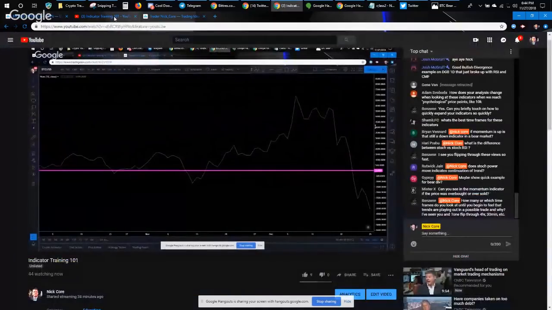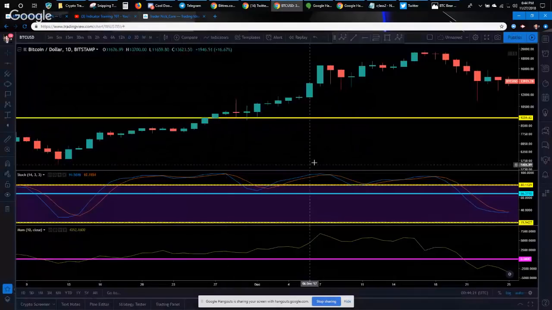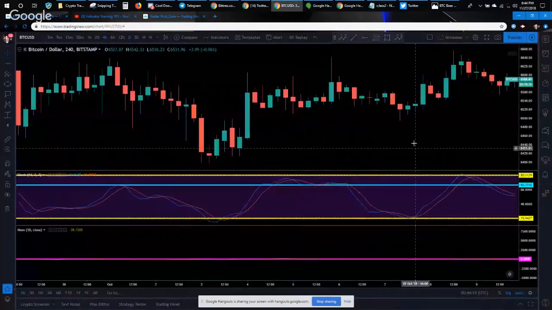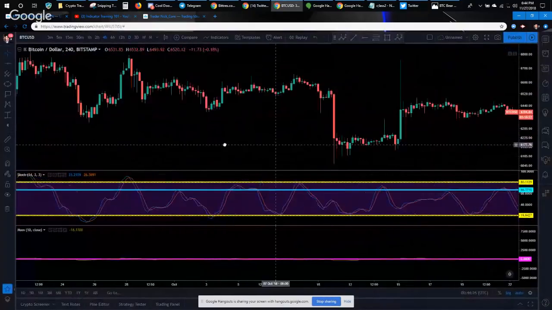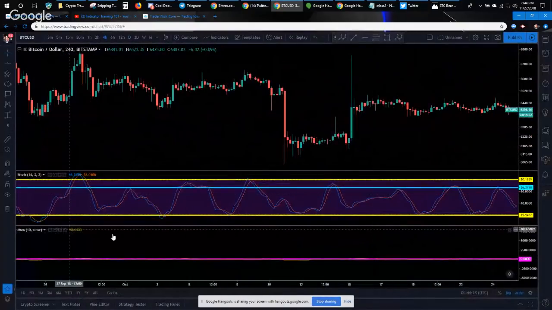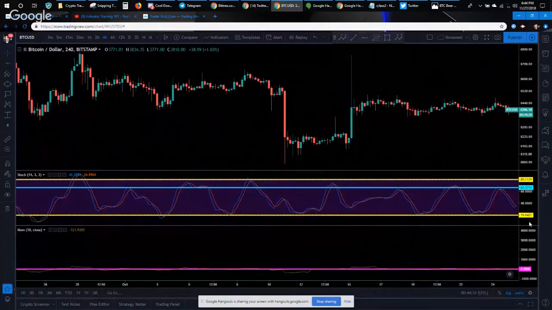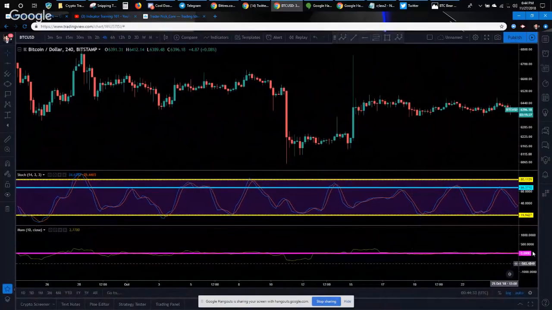Let me double check. What was that question? Oh, yeah, bear div. Let me show a bear div on that. I'm sure we could find some on the 4 hours. Let me expand this momentum indicator. I messed it up.